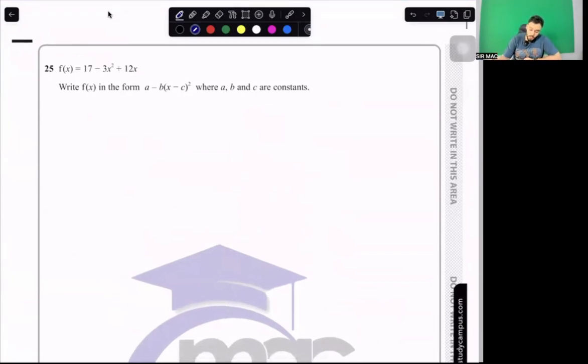Okay. 17 minus 3x squared plus 12x, and you are required to put it in this form. What I personally like in these types of questions is I first expand them and then compare them. The way I'm going to do it, 17 minus 3x squared plus 12x is going to be equal to a minus b as it is. First of all, I'm going to just expand this bracket.